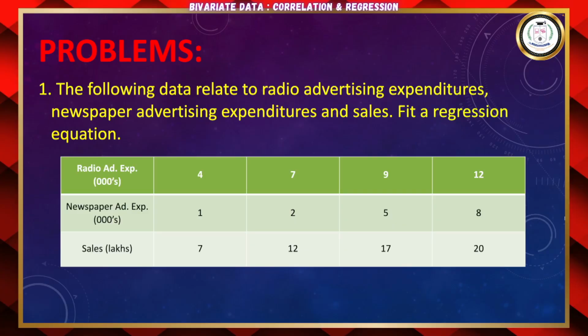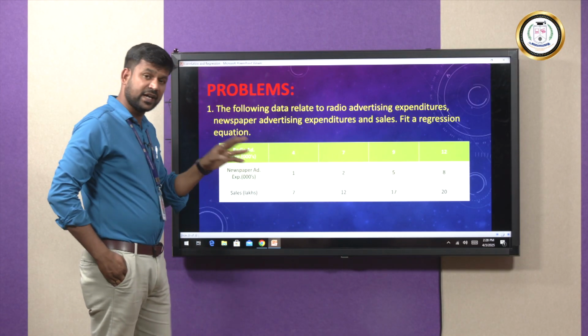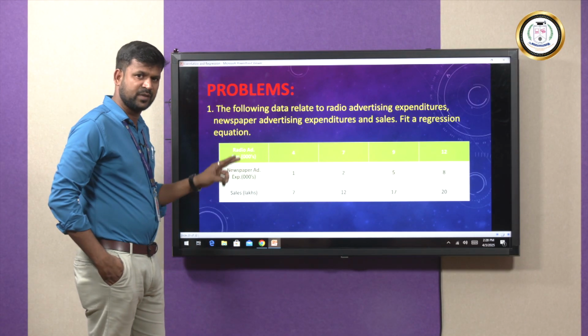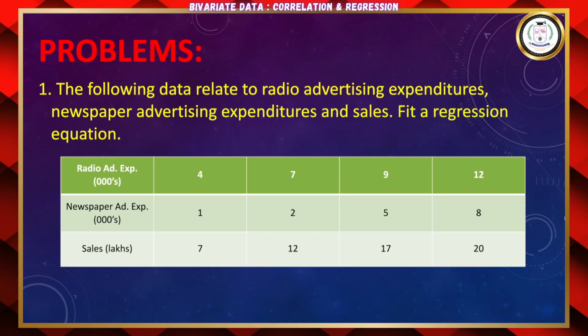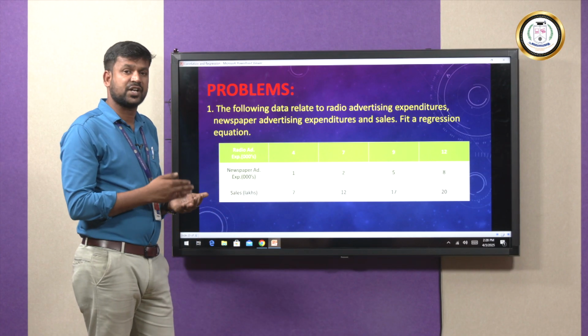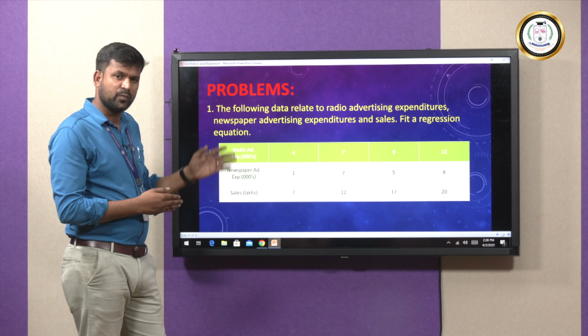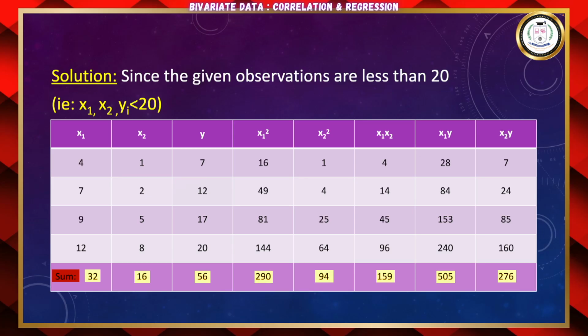The data are radio advertisement and newspaper advertisement. So here they have given two independent variables based on the advertisements, and based on the advertisements the sales values are 7, 12, 17 and 20. Here we are going to find the regression equation. Obviously we can understand that this is multiple regression, so the equation will be y equal to a plus bx1 plus cx2.